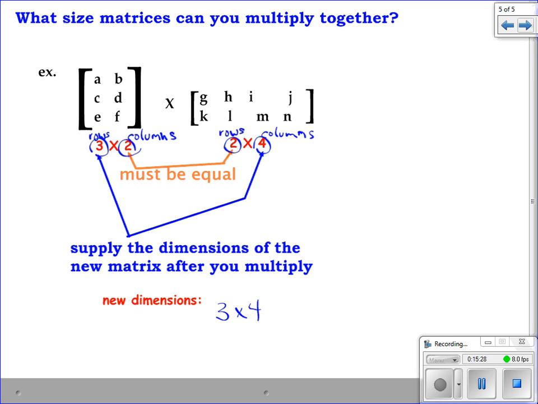Questions? Yes. Other questions? So as long as the column is this one and the row is the second one, yep. So if the columns here and the rows on the second one match, then you can multiply them.